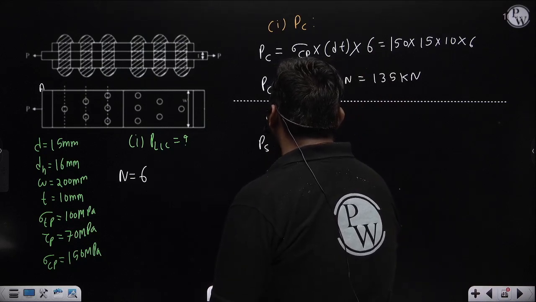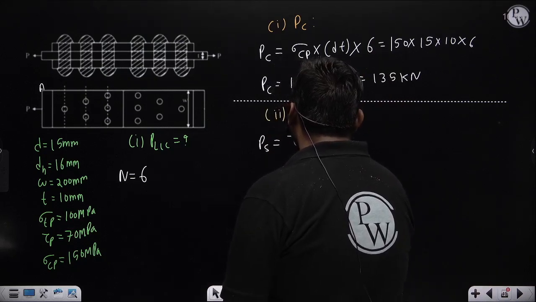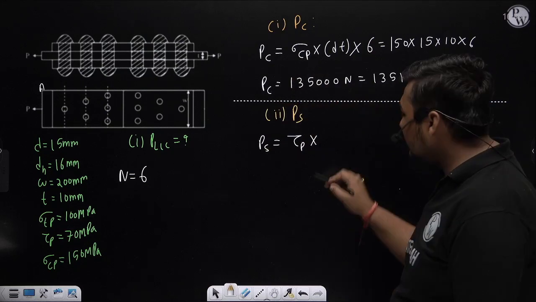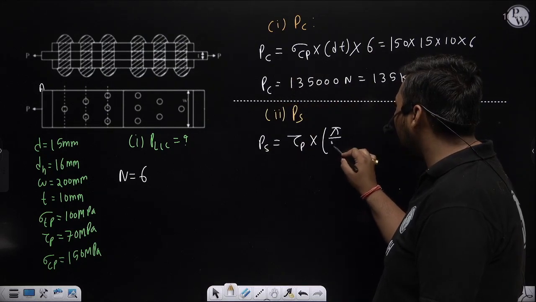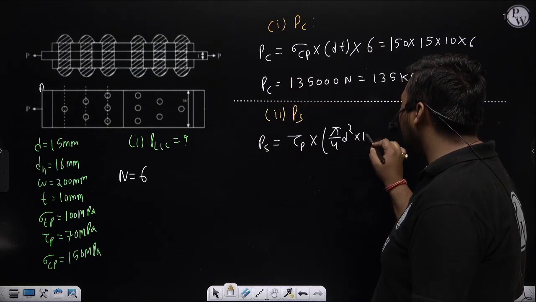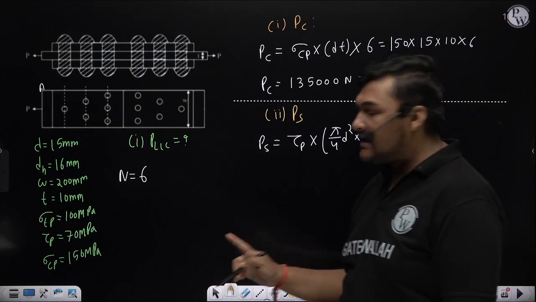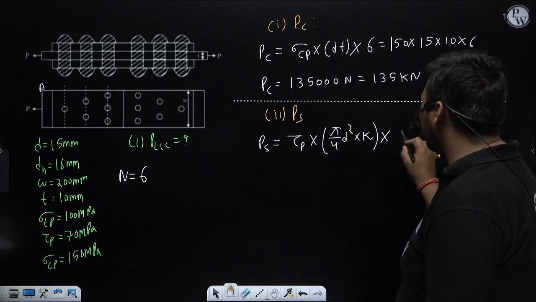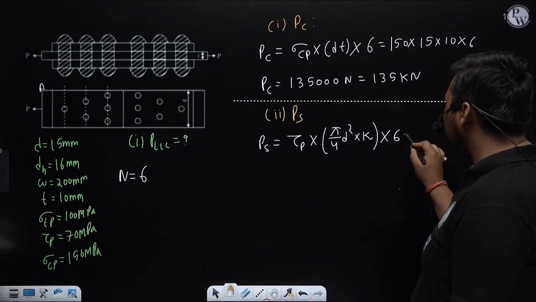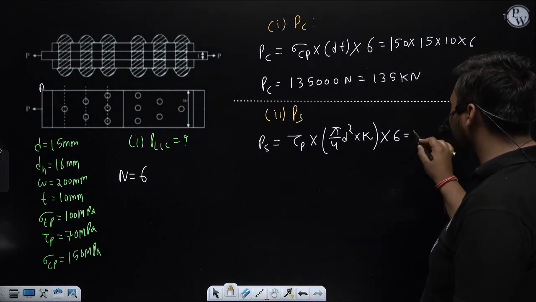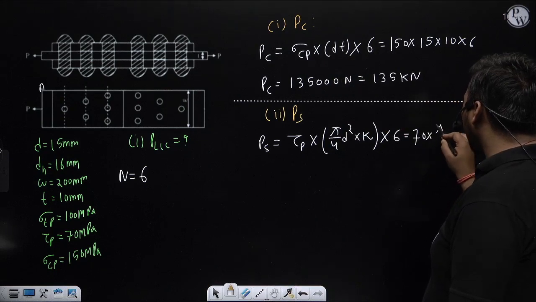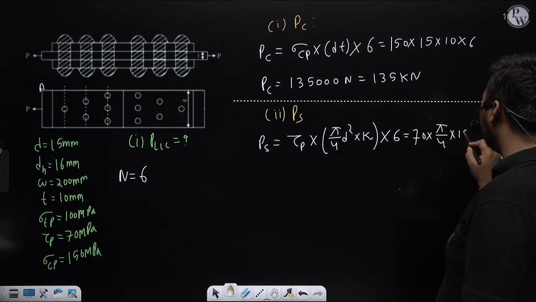Now how to calculate that? First equate tau with tau P into shear area of one rivet. Shear area of one rivet will be pi by 4 D square into K. K will be 1 for single shear, 2 for double shear, into number of rivets per plate. And right now the number of rivets per plate is 6. So into 6. Now here the permissible shear stress is given. It is 70 megapascal, into pi by 4 d square, where d is the diameter of the rivet, which is 15 square.